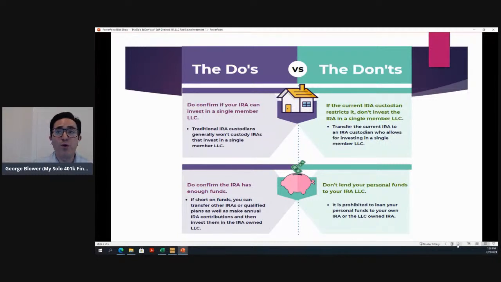For example, if you have an IRA at a traditional brokerage firm, such as Fidelity or Vanguard or Schwab, those firms don't allow their IRA customers to invest in alternative investments, including investing into a single member LLC. So on the don't side of the equation, you want to confirm that the current IRA custodian doesn't restrict that type of investment. In other words, you need to transfer the current IRA to an IRA custodian that allows for alternative investments, specifically a single member LLC.